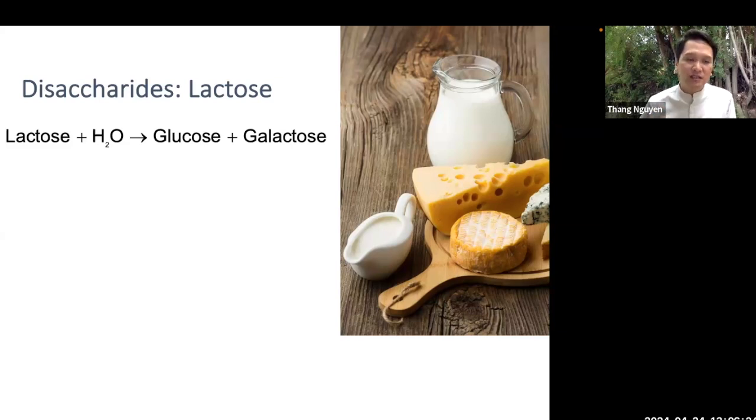When we become adults, not all of us, but most of us lose this lactase enzyme. So when we take lactose, we can't process it. When we can't process it, it gives us stomach cramps, stomach aches, and other side effects. If you are lactose intolerant, you would know. So for lactose intolerant people, we take lactate, which is milk that has been treated with lactase itself, so you are actually just drinking glucose and galactose at that point.